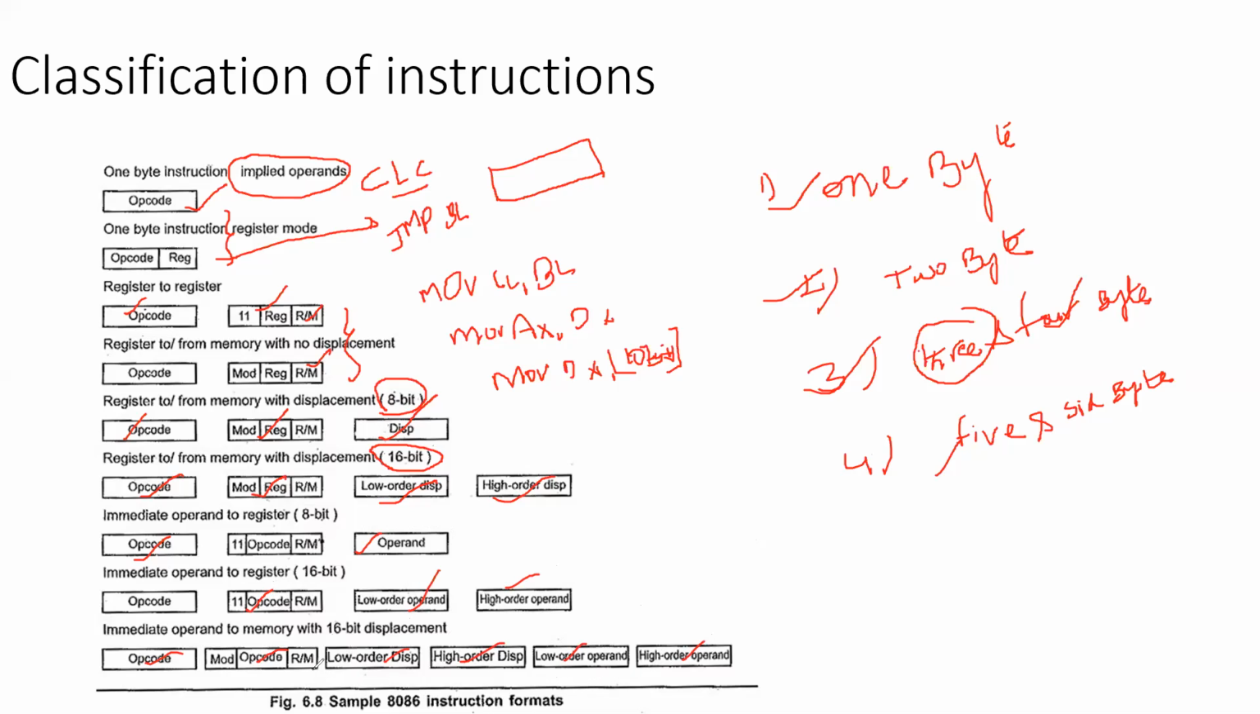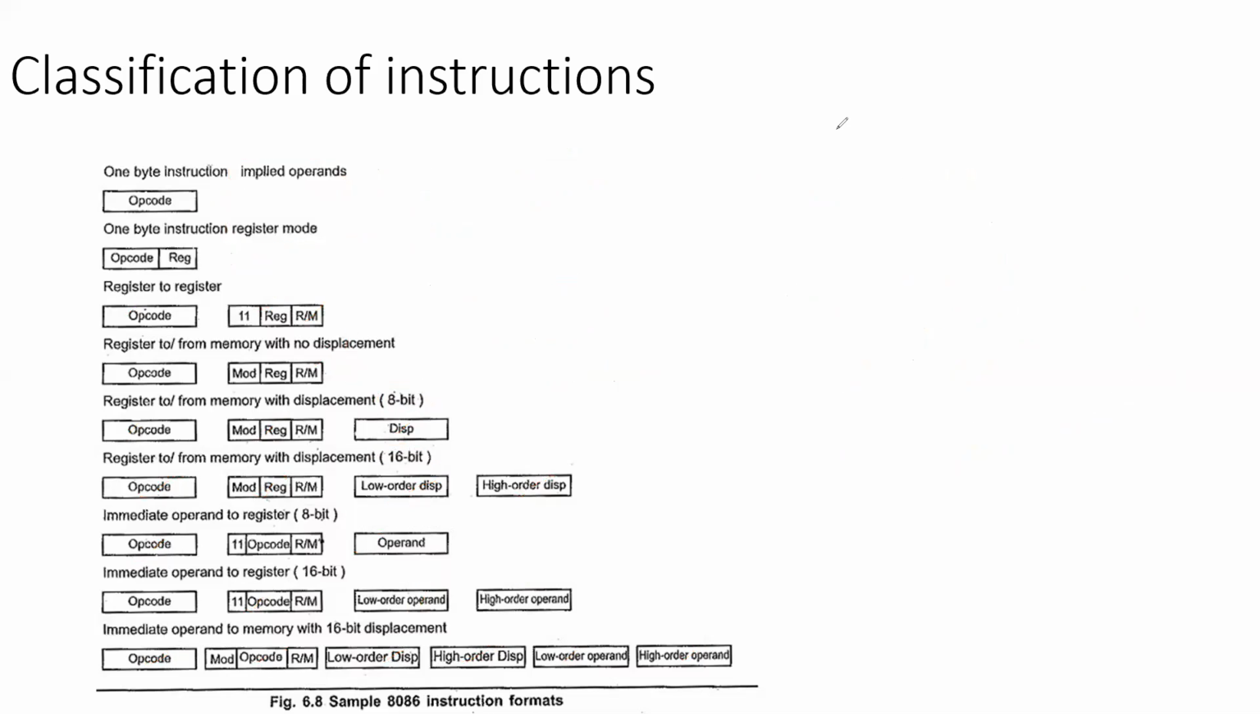5-byte or 6-byte instruction. That means depending upon the type of operand specification, we will have the size of the instruction. Hope the things are clear to you, right? So this is what you need in order to understand the instruction set of 8086.